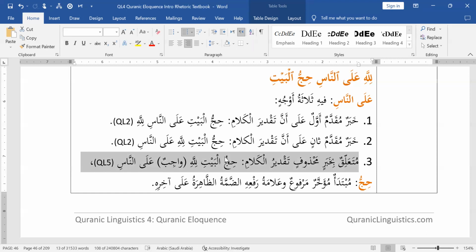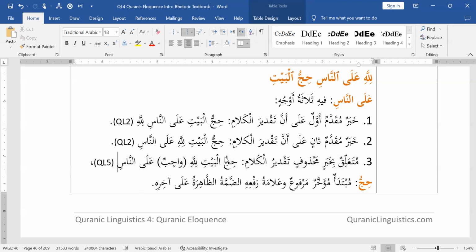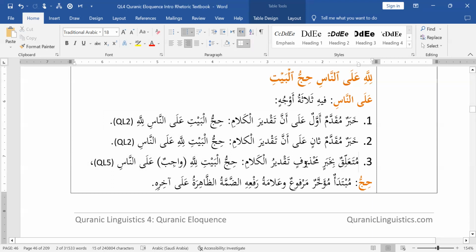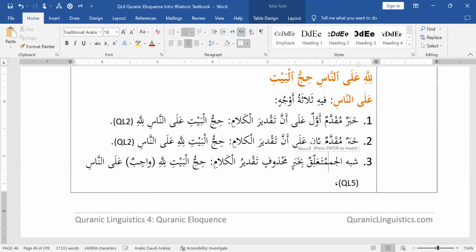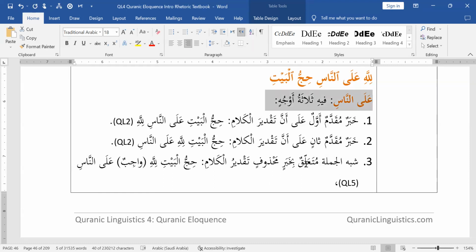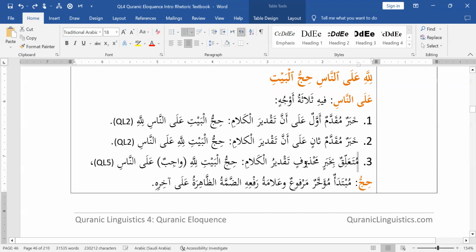So what it's saying is that ala nas is not the khabar. It's not khabar awwal muqaddam, it's not khabar thani muqaddam. In fact, it is muta'alliq bi khabar mahdhuf. There's a hidden implicit khabar wajibun to which the shibul jumla ala nas is muta'alliq. So that's the understanding of muta'alliqun, ay shibhul jumlati. Shibhul jumla ala nas is muta'alliq, connected to khabar mahdhuf. Where is the khabar mahdhuf? Wajibun. Wajibun is the khabar mahdhuf.